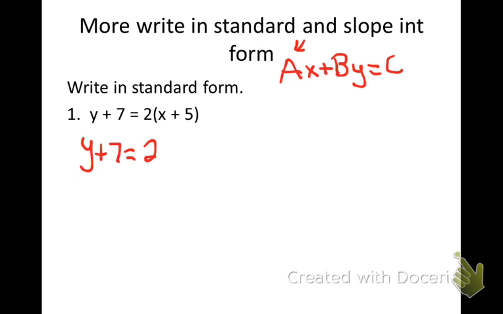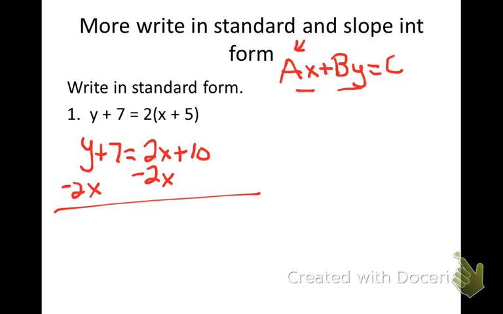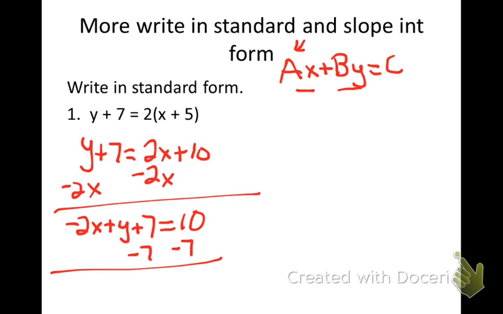So we distribute, we get 2x plus 10. Again, remember what we're wanting, the x and y both on the left, so we need to subtract 2x to make it look like that. Let's go at negative 2x plus y plus 7 equal 10. Now we do have the x and y on the left, but we need to get rid of the 7, so we need to minus 7 from each side. Get negative 2x plus y equal 3.